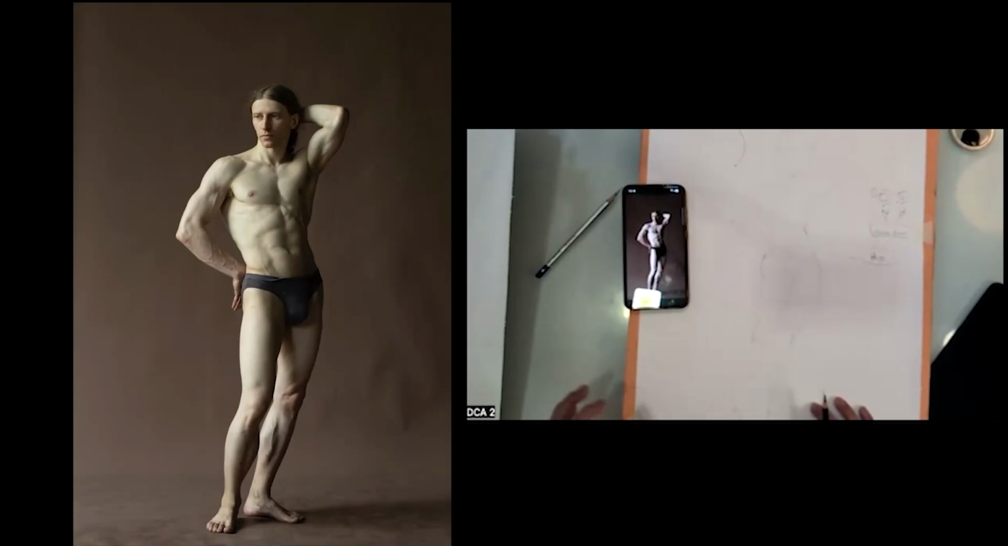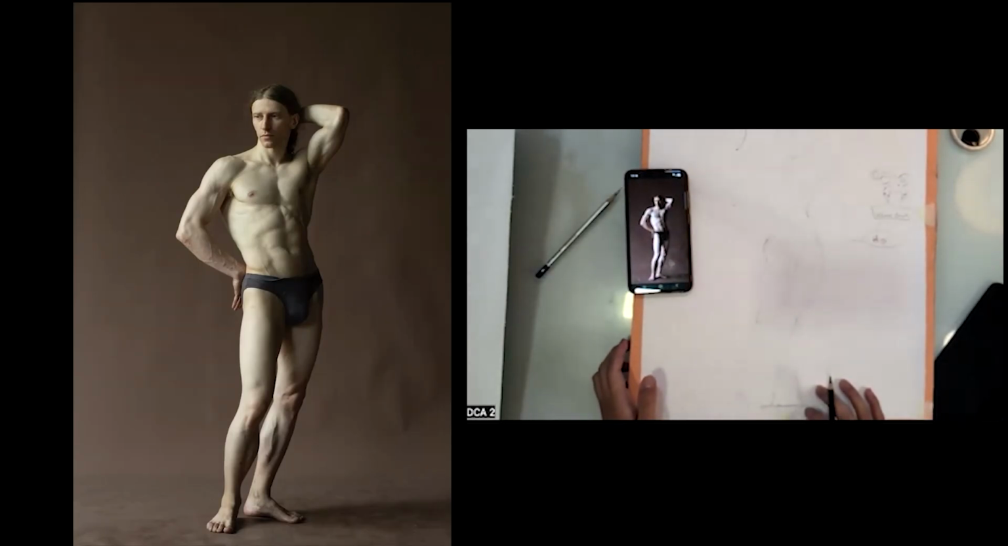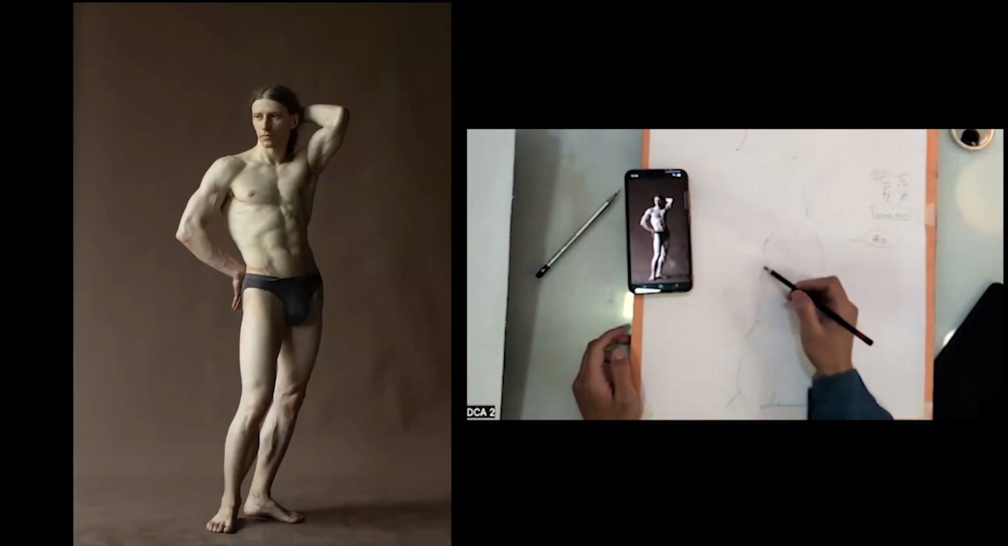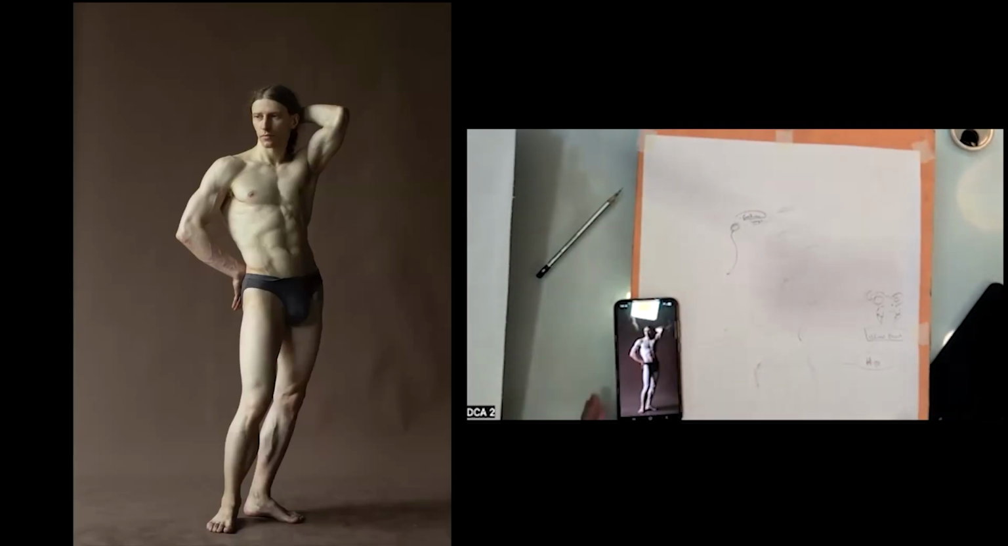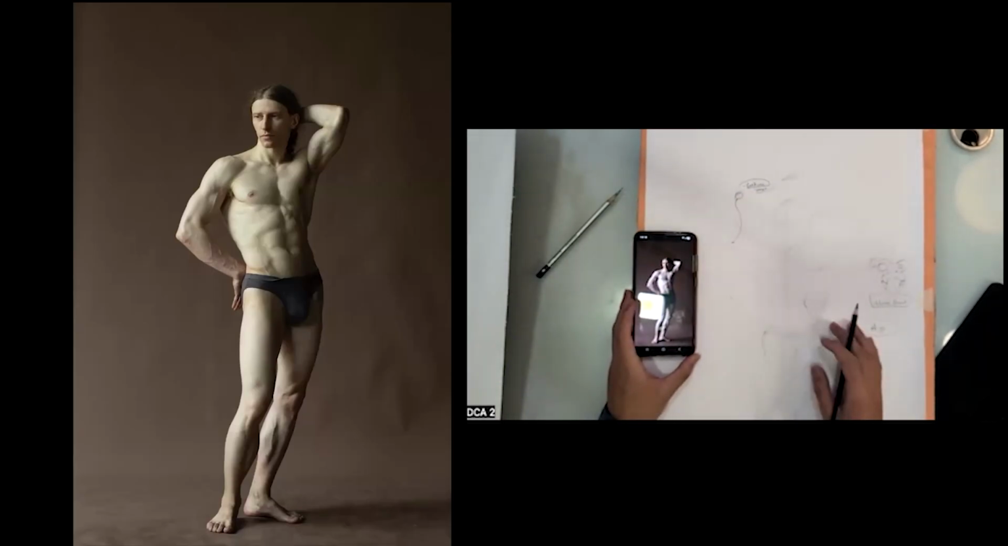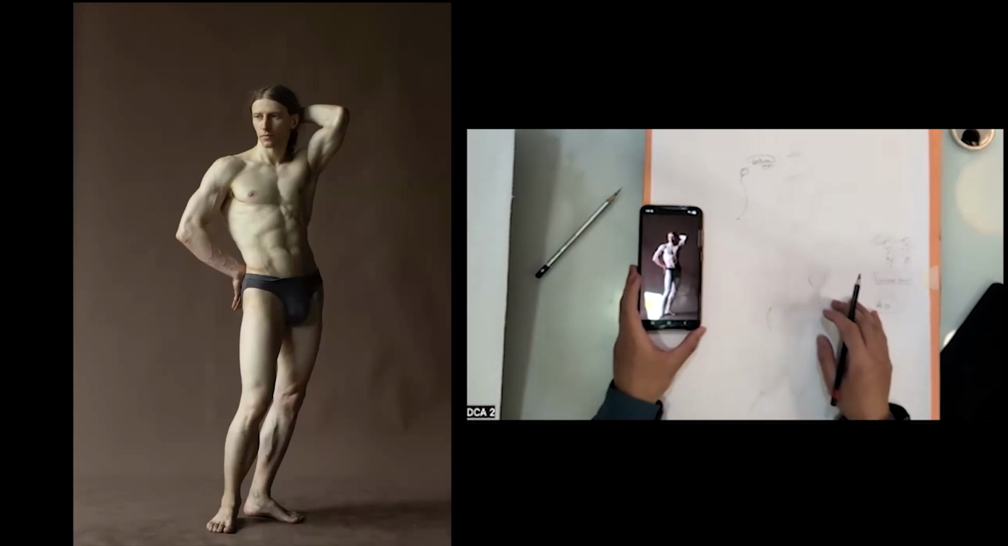I think you can see a little bit on the lower part as well. I want to show you that. See. All right. So here is my gesture of the whole drawing.